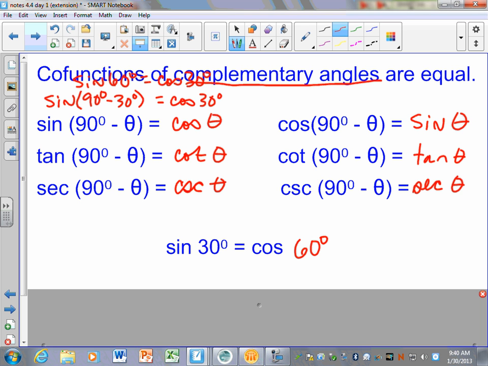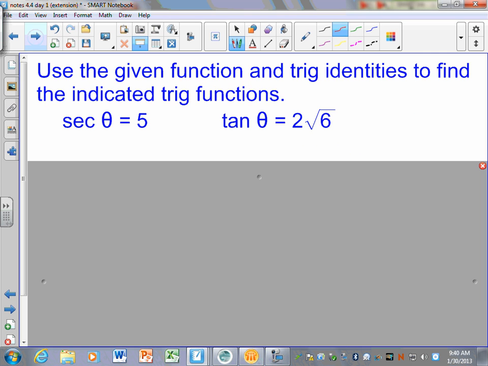Now let's look at what you're going to do on your homework today. We're going to do two different things on our homework today. One is we're going to use these to find some other missing trig values. And the other thing is we're going to solve some equations in a different way than we've done before. So let's see if we can do some of these. This is two questions on your homework today.